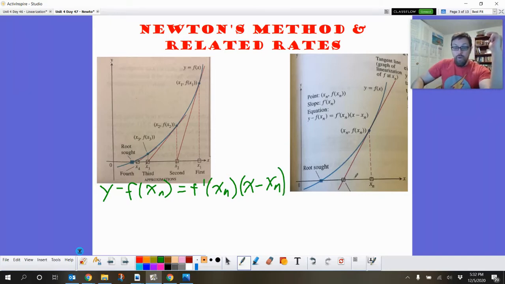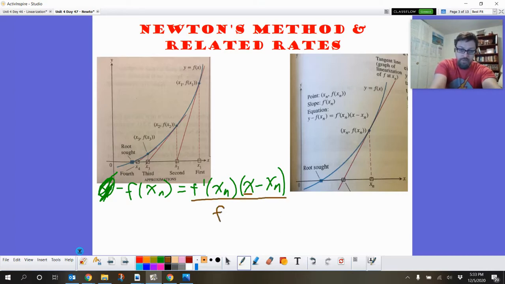So I want to figure out, okay, well, what is this point? And particularly, what is the x value of that point? I know the y value of this point because I want to go all the way to the x-axis. So that's 0. The y value is 0. So I'm going to replace this y with a 0, effectively getting rid of it from our equation. So I need to solve this equation over here for this x. Well, the first thing I want to do is get rid of this thing. So I'm going to divide both sides by f prime of x sub n.